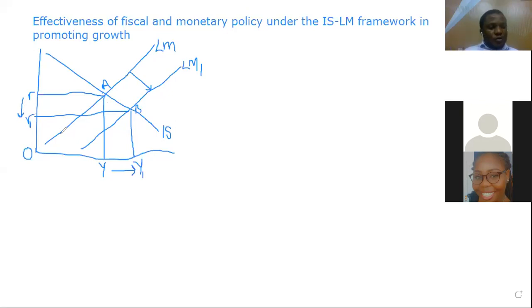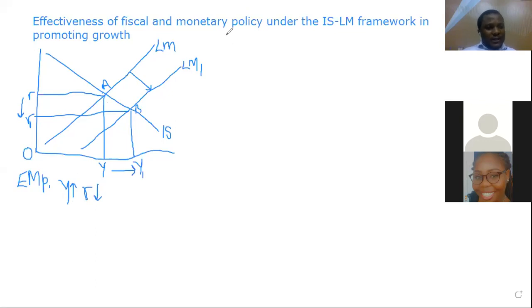So if you consider an expansionary monetary policy, then it leads to what? An increase in your output. And when output increases, there is a fall in what? Interest rate.